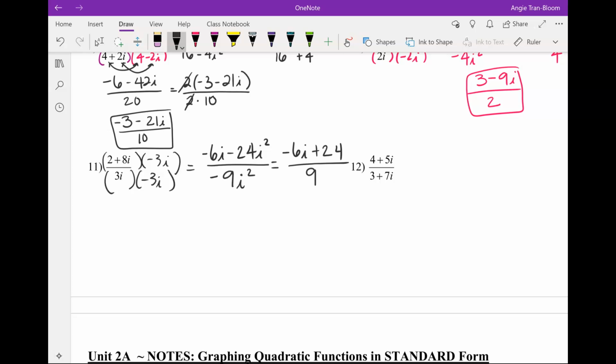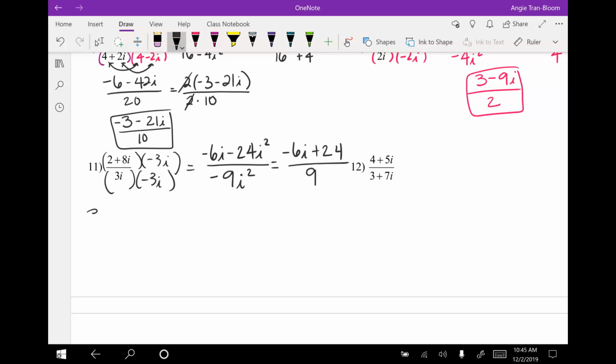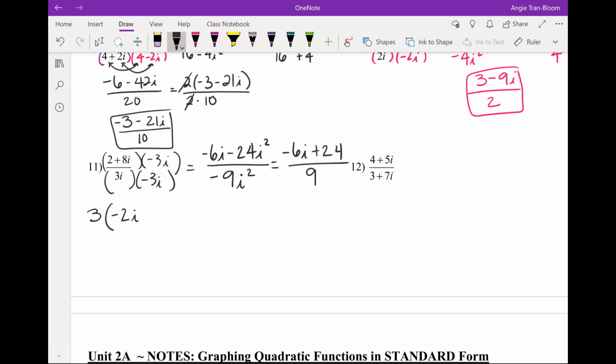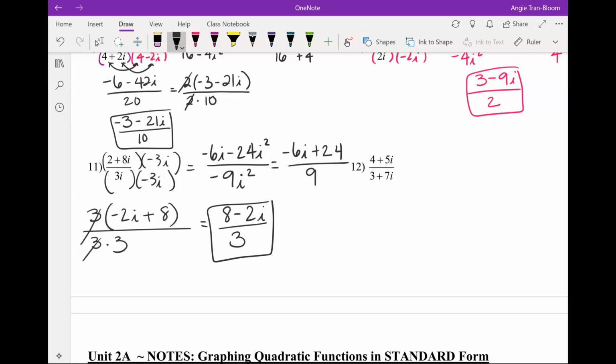Simplify. What can I factor out? A 3. I'm going to factor out a 3, so that is going to be left with negative 2i. 24 divided by 3 is an 8, all over 3 times 3. Cancel that down. I'm going to write the 8 in the front. So final answer is 8 minus 2i all over 3.